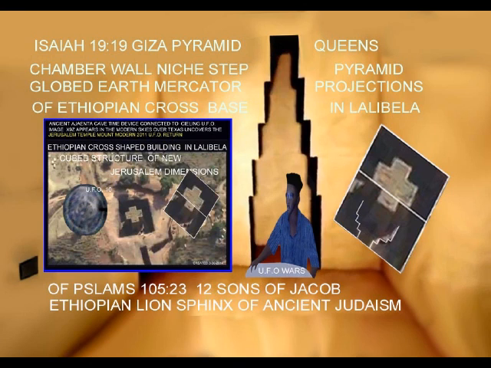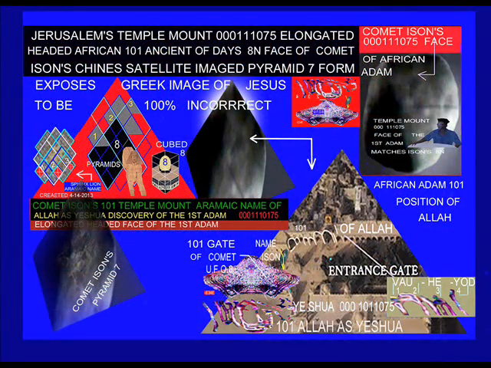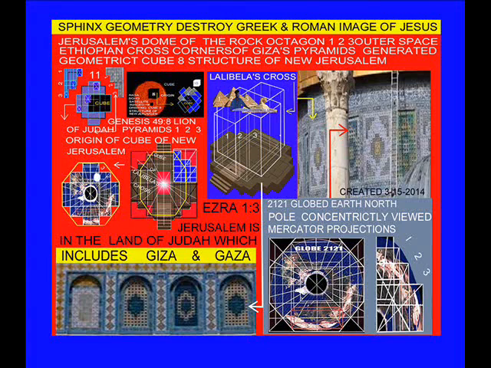So when we look at the inverted pyramid-shaped UFO, we are looking at Comet Ison's Chinese satellite imagery of Pyramid 7 form as it moves through outer space in the 3,600 year orbit around our sun, which turns out to be the Babylonian stellar pyramid globe Earth Mercator projections image of Nibiru. Now, the image of Nibiru that appears within the Babylonian stellar pyramid civilizations of Ham temple walls next to the stellar pyramids is a 6-point star that has circles representing planets around the tips of the 6-point star.